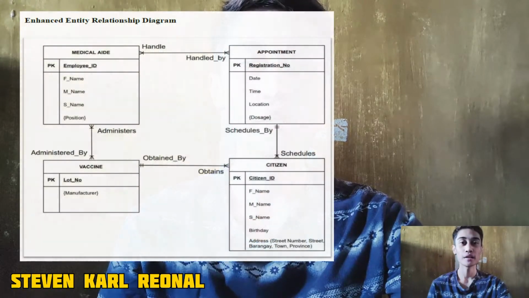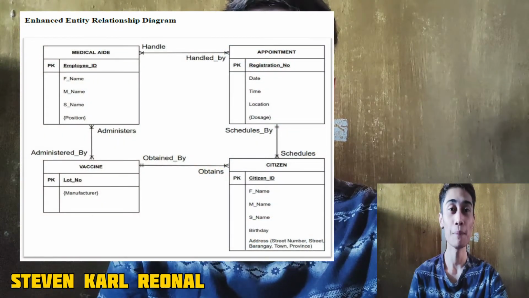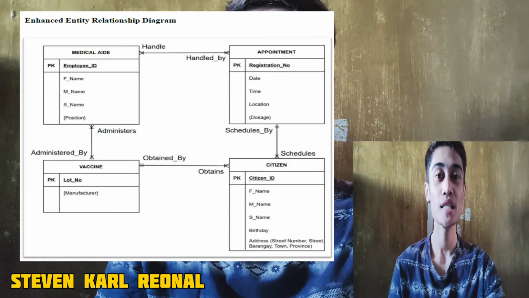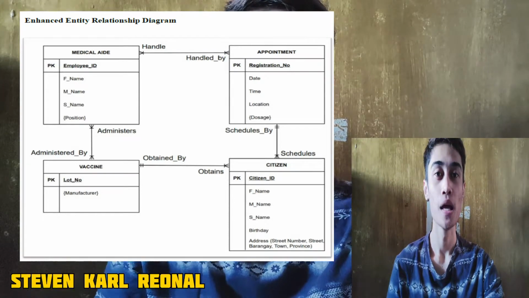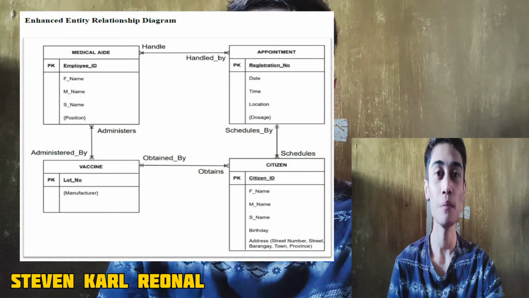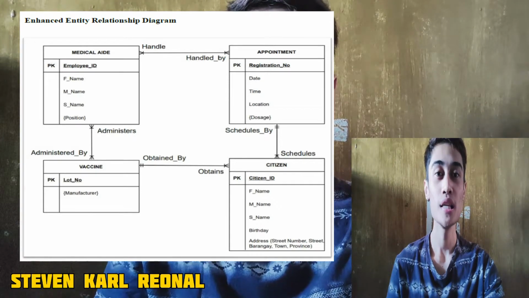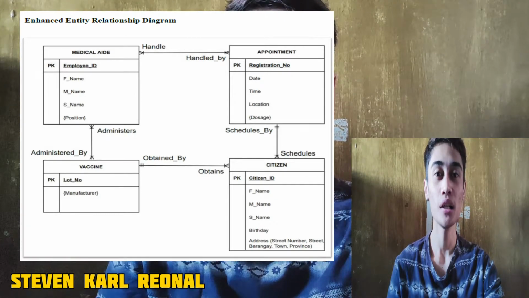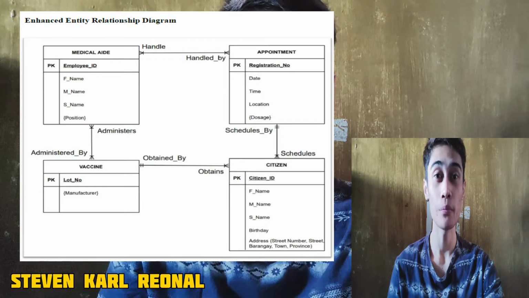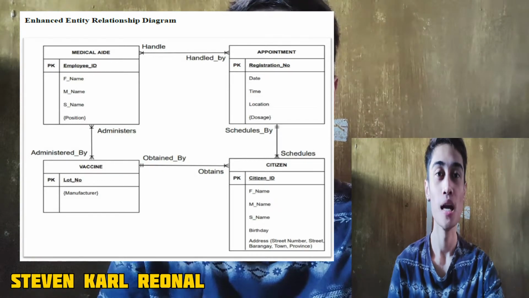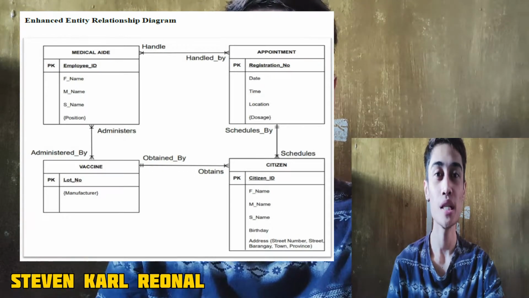To start, let us first define the Enhanced Entity Relationship Diagram. The Enhanced Entity Relationship Diagram is the enhanced version of the previously presented diagram, the ERD, which lists the presence of primary keys, attributes, and other types of attributes of each entity. Let's define every content of each entity in the EER diagram.